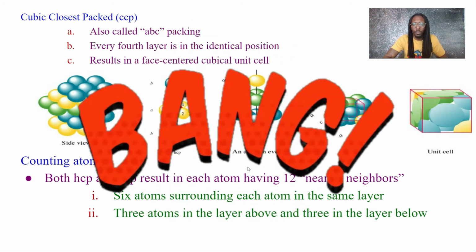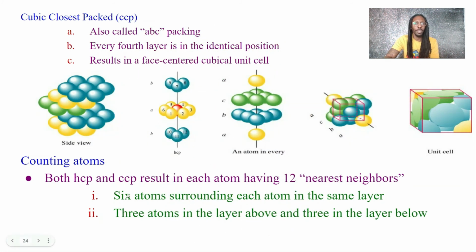So HCP and CCP both are going to have 12 for the coordination number in this case, so 12 nearest neighbors. So basically we're going to see 6 atoms surrounding each atom in the same layer. And there's also 3 atoms in the layer above and 3 in the layer below. Okay, so that's how we're getting that 12 marker that we're seeing there.